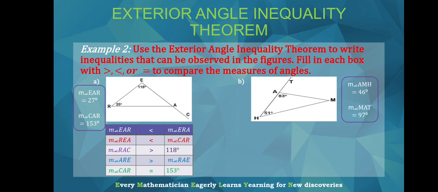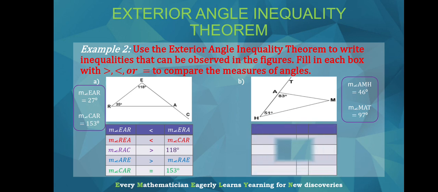Angle MAT is the exterior angle. Its measure is equal to the sum of the remote interior angles, angle AHM and angle AMH. So, the measure of angle AMH is 97 degrees minus 51 degrees, which equals 46 degrees. Again, the measure of angle AMH is 46 degrees and the measure of exterior angle MAT is 97 degrees. Now, let us answer the following.